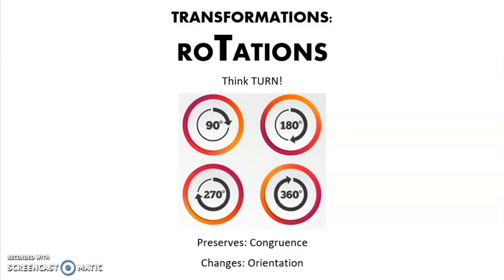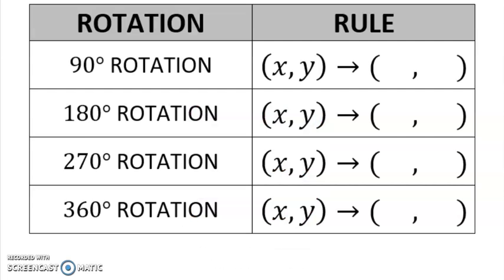orientation and location. So orientation is the direction it's facing, so we're going to see our vertices end up in different spots. Really important to watch out for that, okay? So let's look at some of these rules.